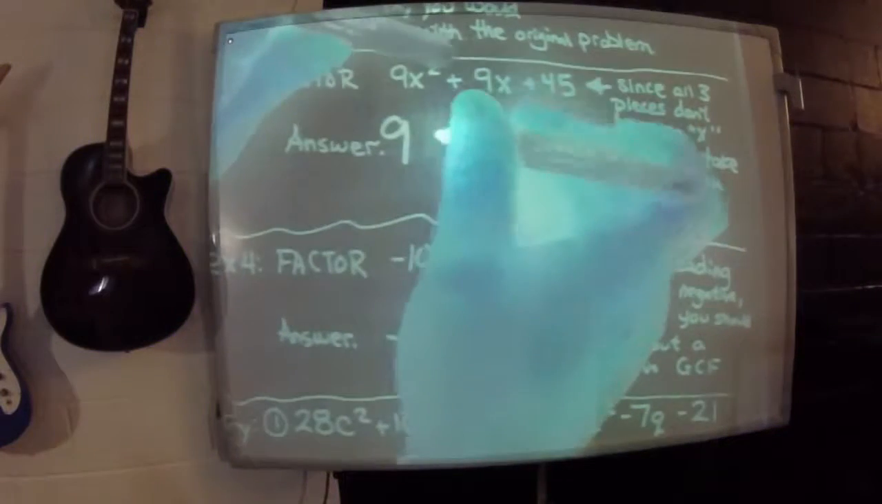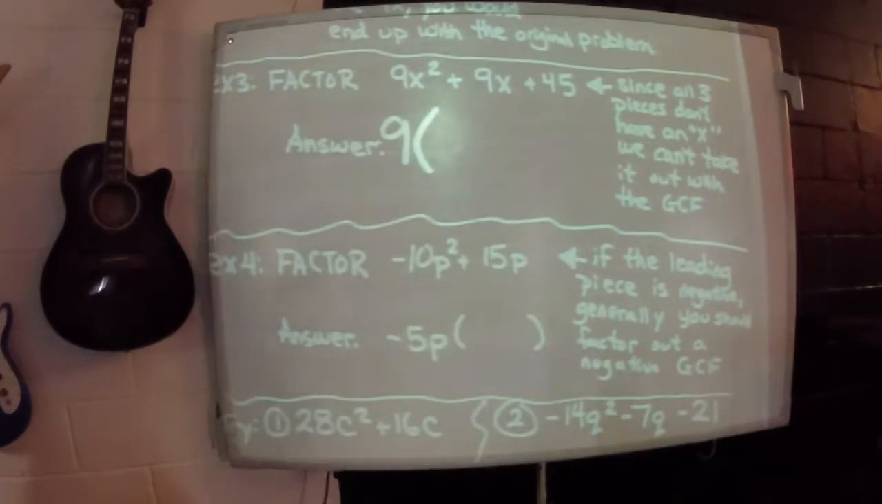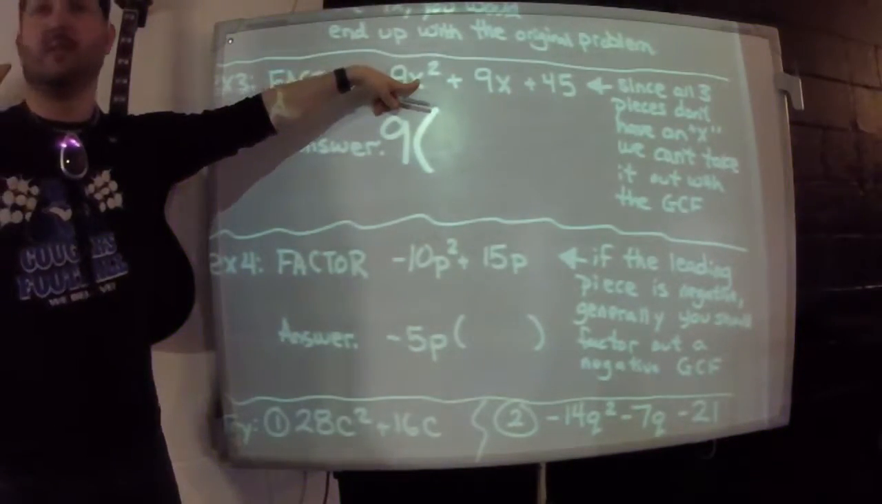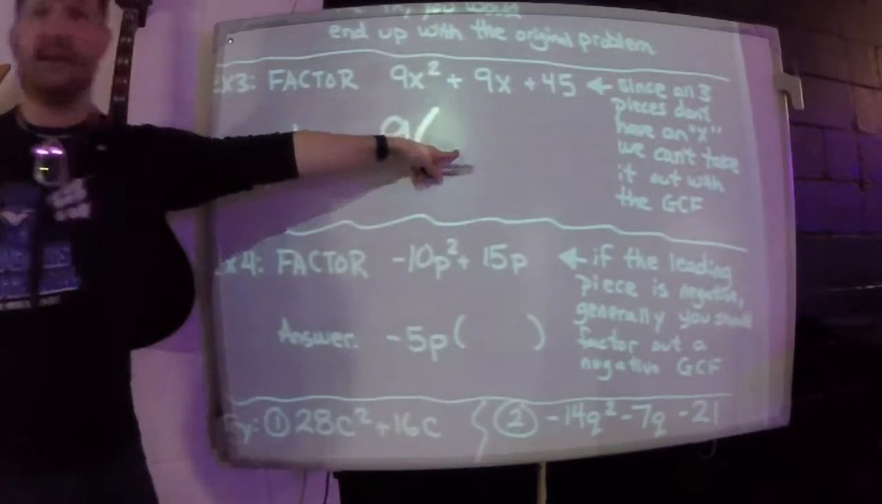So let's just put the parentheses. All right, you take a 9 off of this, and what's that leave you with? X squared. Put that there.